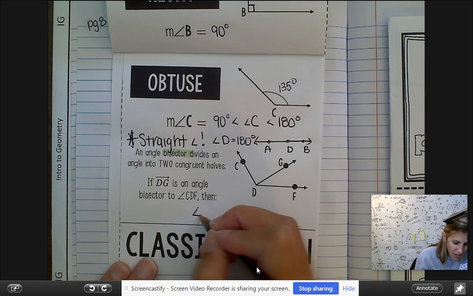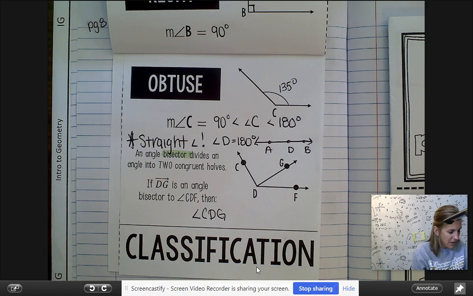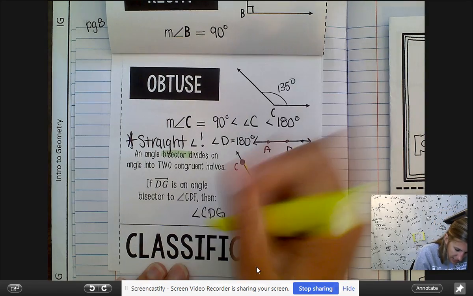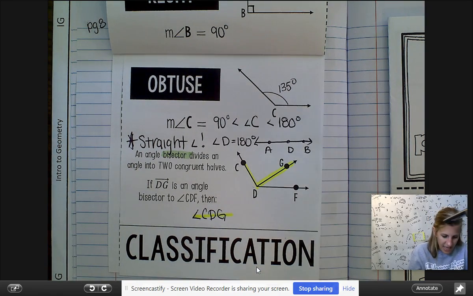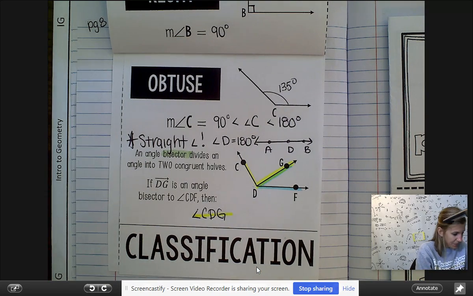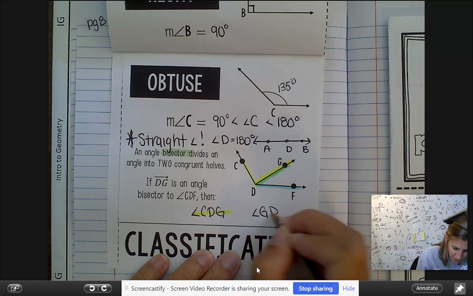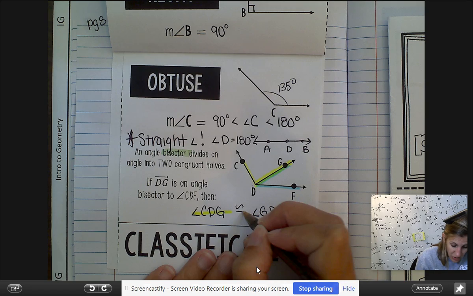So I can say that angle CDG, and again, let me show you with some color. So CDG is this one here. And then GDF is that one there. GDF. If DG is that bisector, then they are congruent to each other.